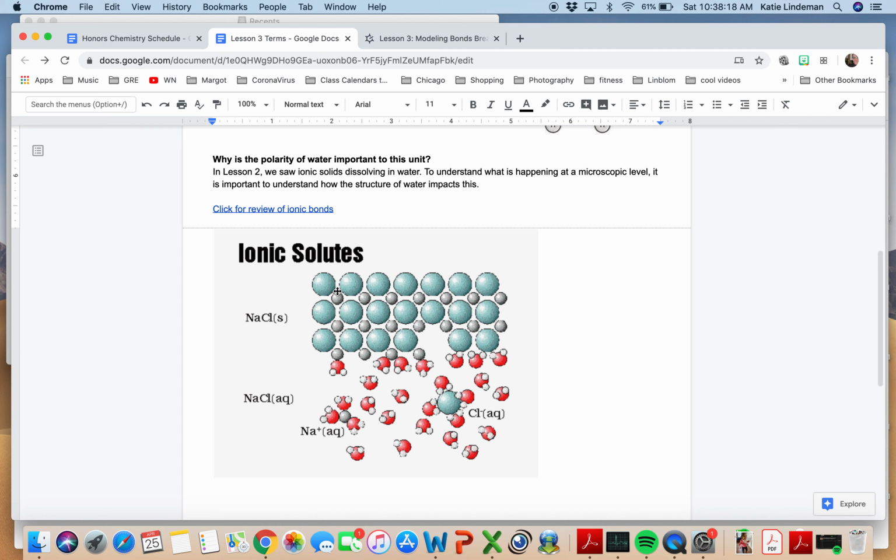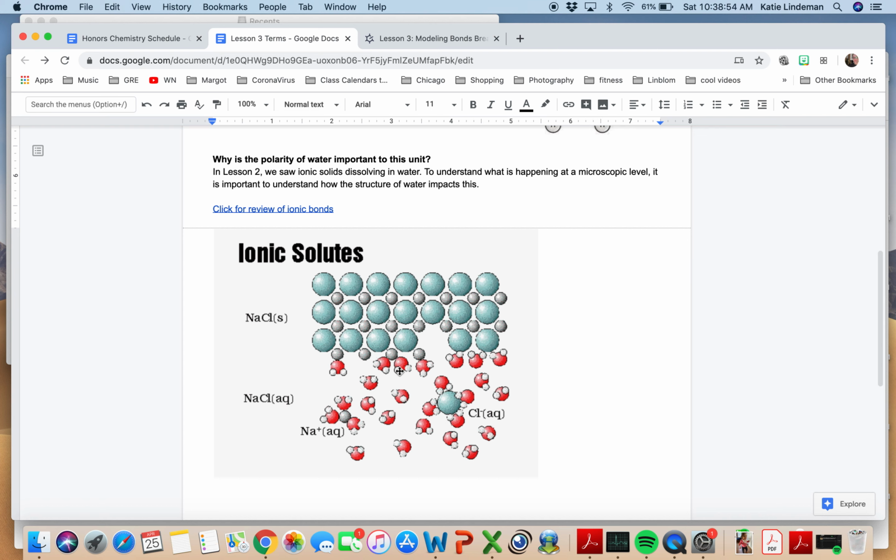So here we have sodium chloride. Sodium chloride is made up of the cation sodium and the anion chlorine. So here's chlorine right here, and sodium is here in the silver. What happens is water comes in and makes contact with this solid and starts to break it up so that we have the sodium here and the chlorine here. And then we can start to see what this looks like within the water.